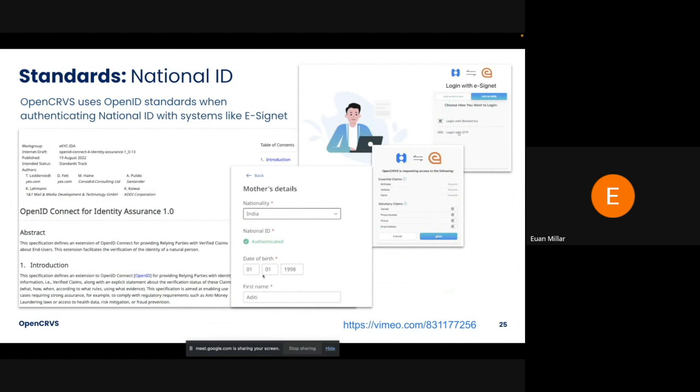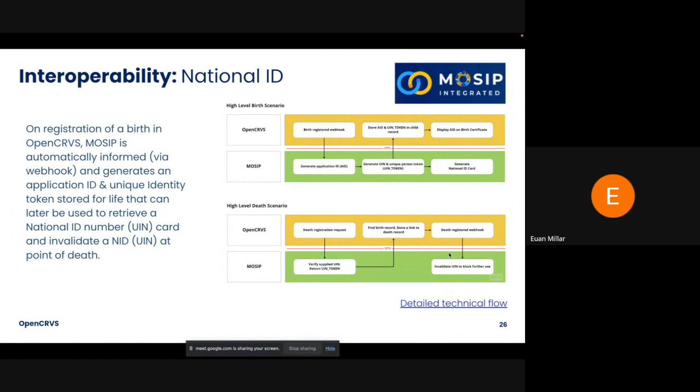What about national ID? Well, we use OpenID standards when we authenticate national ID numbers that are being supplied to us in our forms with systems like eSignet, which you might be familiar with. It's the MOSIP team that has created this, allowing you to validate that the national ID being supplied is authentic, and the citizen themselves can give OpenCRVS permission to receive data points from the national ID system. So that protects the data sovereignty of citizens, as well as being standards compliant. We are already integrated fully into MOSIP, and on registration of a birth event in OpenCRVS, MOSIP is automatically informed. A unique identity is created for life, so that at the point of death, it can be invalidated.